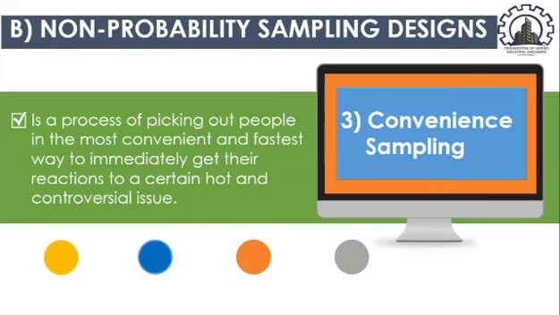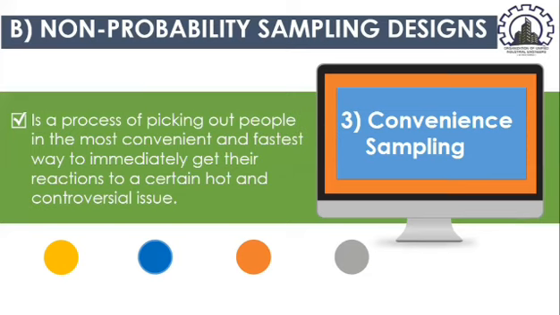And finally, the last type of non-probability sampling design is what we call convenience sampling, also known as haphazard sampling. Convenience sampling is a process of picking out people in the most convenient and fastest way to immediately get their reactions to a certain hot and controversial issue.